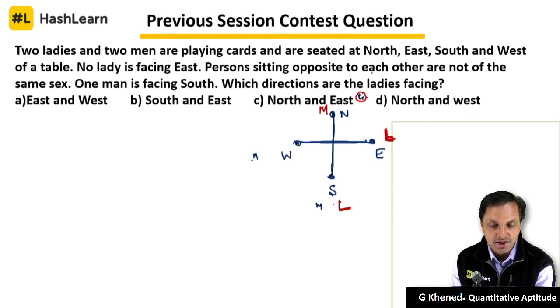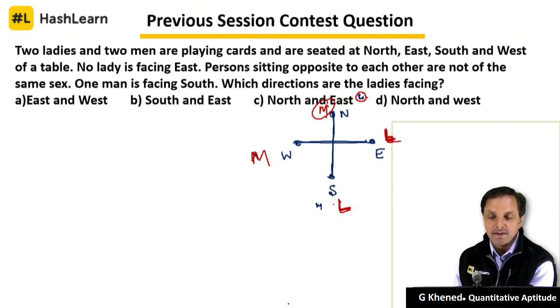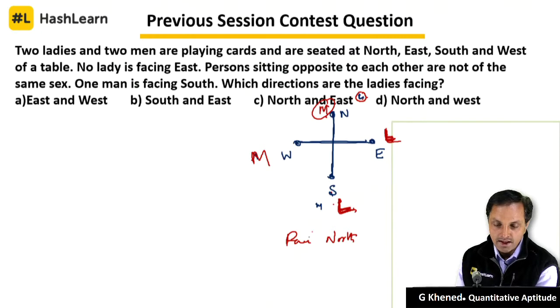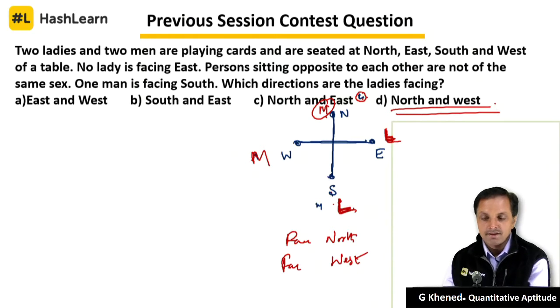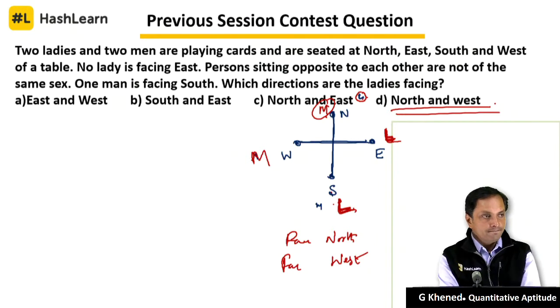Persons sitting opposite to each other are not of the same sex. Man, lady, lady and man, that is fine. One man is facing south, this fellow is facing south, absolutely right. Then which directions are the ladies facing? Very simple, this lady is facing north, this lady is facing north and the other lady is facing west. So the answer is option D.